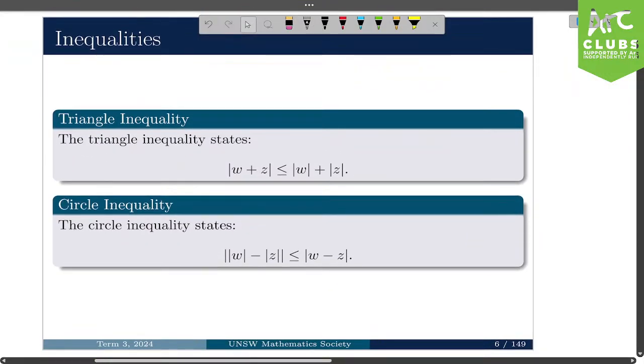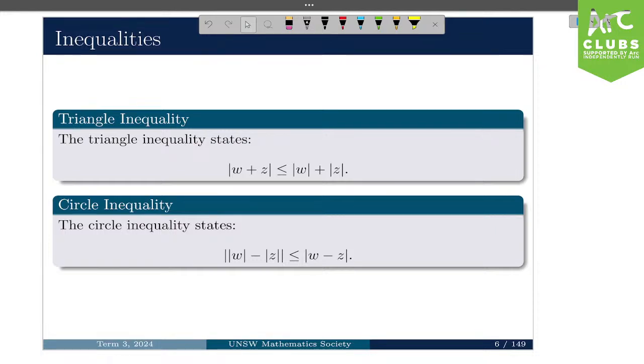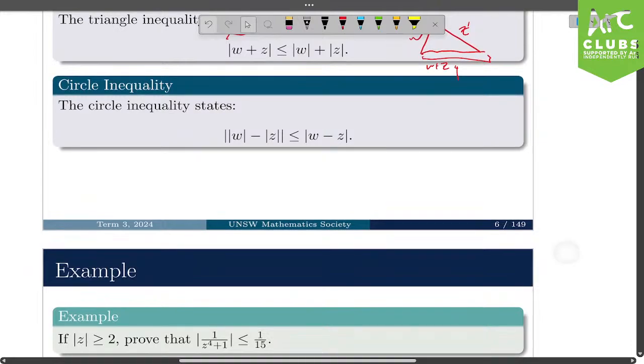If you remember, one of the first things we went over was the triangle inequality and the circle inequality. For the triangle inequality, if we have a triangle, the sum of these two sides is at least the length of this side. You can think of this as the length of this side here, w plus z. This side here is w, this side here is z. So that's the triangle inequality. The circle inequality is basically a rearrangement of the triangle inequality. That's basically all there is to it.